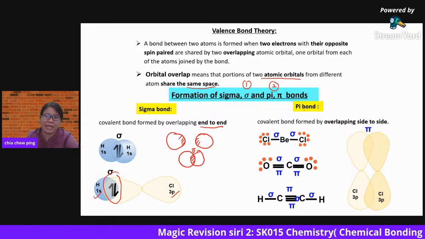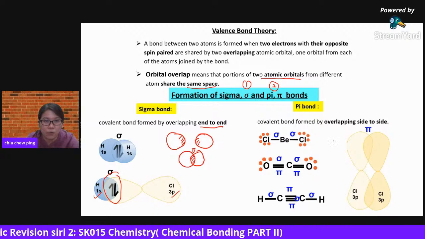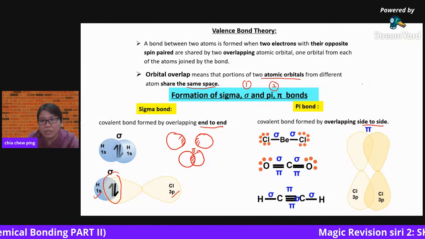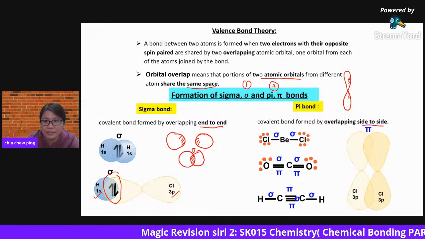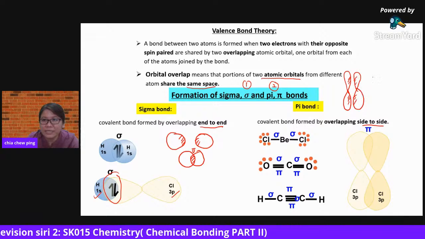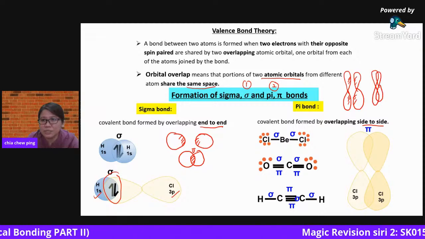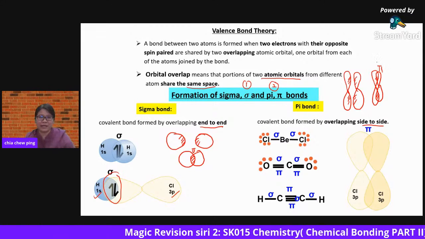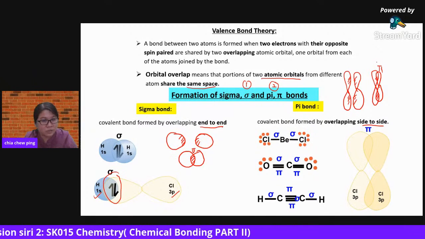Okay, how about the pi bond? A pi bond is when the orbitals share the covalent bond by overlapping side to side. So where is the side? The side is this part. This part we call the side. When the sides overlap, they become like this. So this is a side overlap, and this one we call a pi bond.